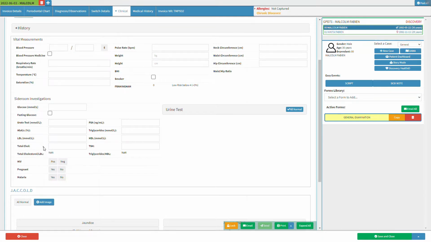The total cholesterol of a patient is measured by the total amount of cholesterol in the blood, which includes both low-density and high-density lipoprotein cholesterol. The total cholesterol LDL level is automatically calculated by the system.